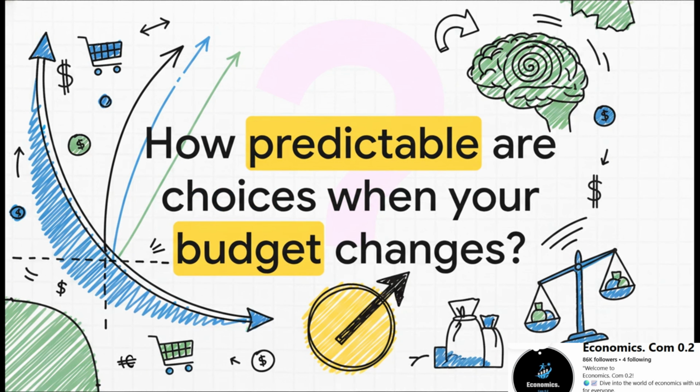Which leaves us with this pretty provocative thought. If all of your satisfaction is really just a subconscious mapping of preferences, how predictable are your own daily choices when prices shift and your budget changes? That exact tangency between what you want and what you can actually afford is where consumer equilibrium lives, and that's exactly what we're going to explore next time.